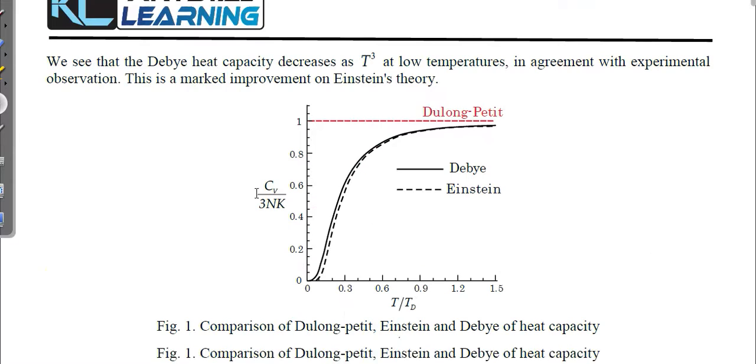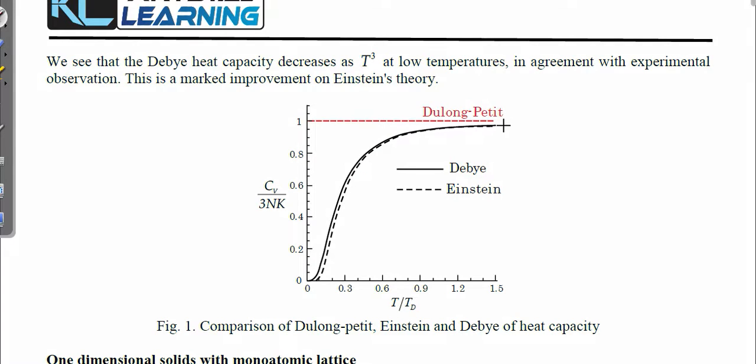So now let's see some graph. In the graph, the Dulong-Pettit law is saying a constant value. If you change the temperature, it is temperature independent, so a constant value. But if you see the Einstein theory, this is the temperature axis and this is Cv. At high temperature and low temperature it agrees with the experiment, but at intermediate temperature it varies. The experimental graph is not given, but from the theory it was said that Debye gives better results at intermediate temperature, agreeing with the experimental results.